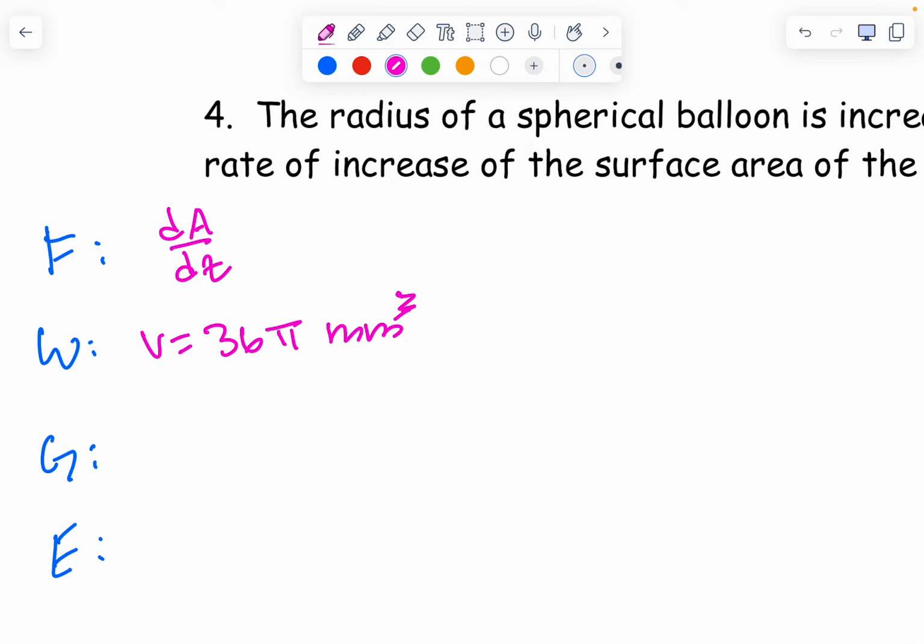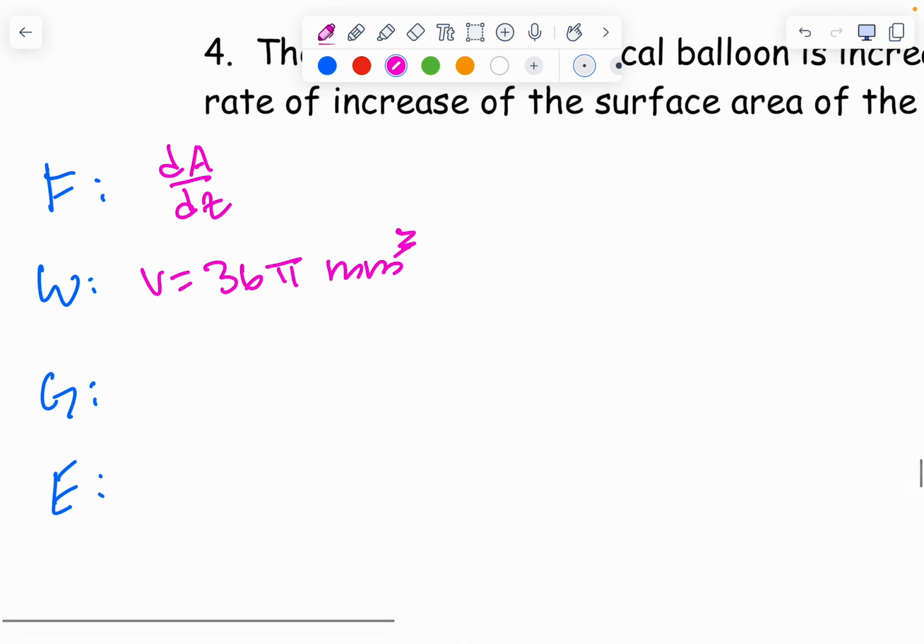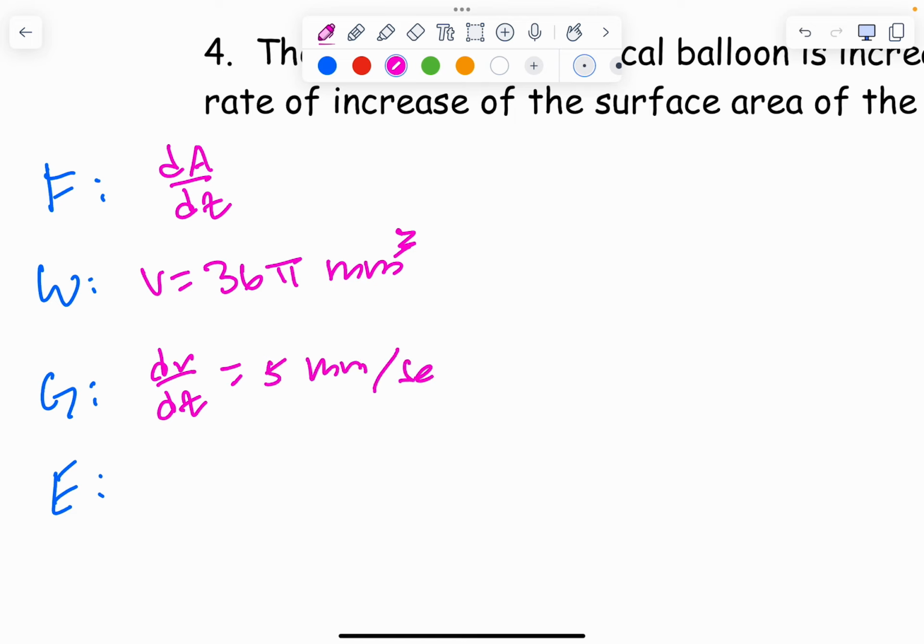No, it's a volume. They also gave us a given rate. Given rate of the what? 5 millimeters per second. Was that the radius, the circumference? There you go, dr over dt. So 5 millimeters per second. And again, radius is denoted by millimeters, not squared, not cubed.